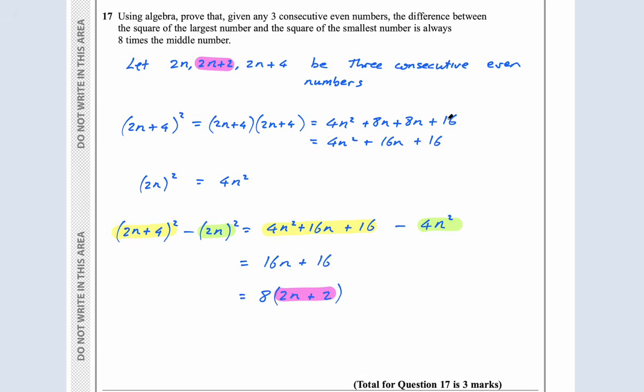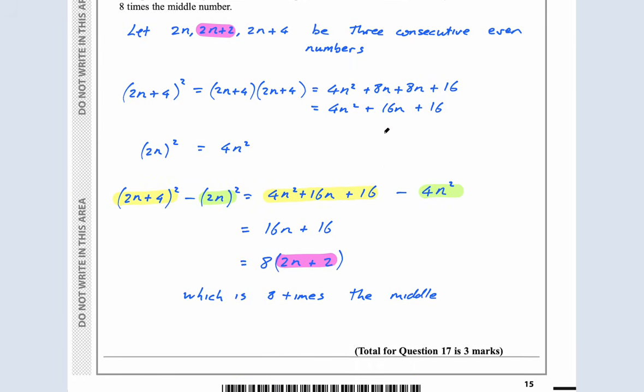So I can say, which is 8 times the middle number. Obviously you don't need the colors. 8 times the middle number. So you've shown what was asked to be shown. Okay, that's question 17. Question 18.